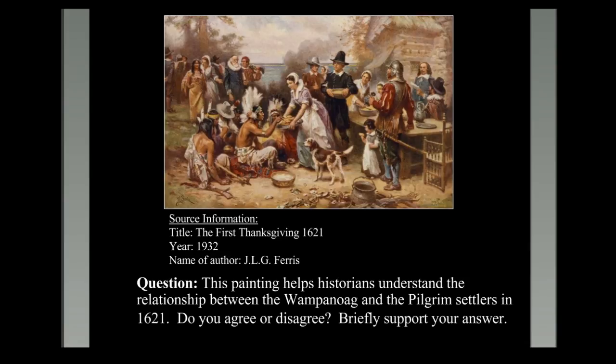It is from 1932, and the artist is J.L.G. Ferris. And the question is, this painting helps historians understand the relationship between the Wampanoag and the Pilgrim settlers in 1621. Do you agree or disagree? Briefly support your answer. What do you think would be some common student mistakes if they were given this assessment?